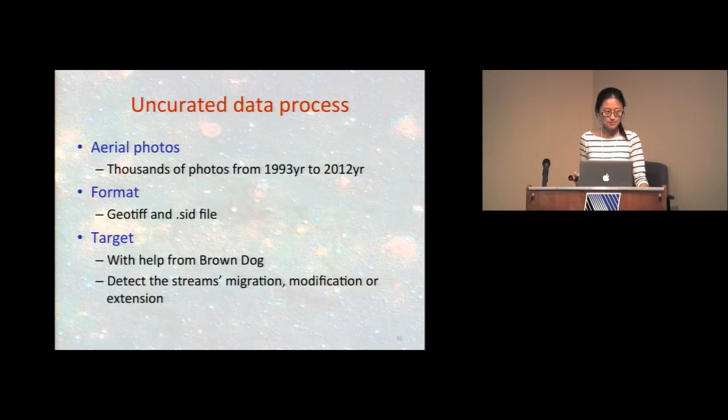Besides the three examples, we also have a lot of aerial photos to process. The aerial photos are very old, and the format, the recent aerial photos are GeoTIFF, some older ones are SID files. So with these aerial photos, we hope to compare how the channel changed, how the channel meandered, how much the channel was extended by human activities. Obviously, Brown Dog will help us a lot in the future to study this kind of thing.